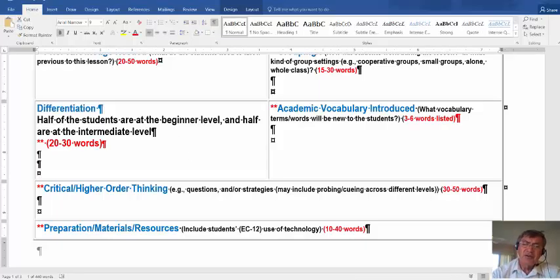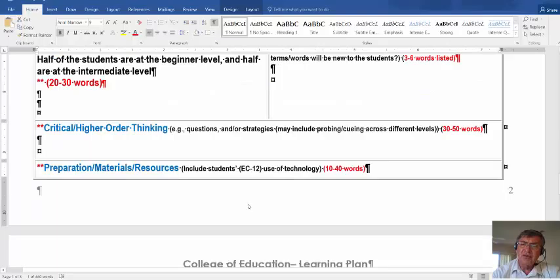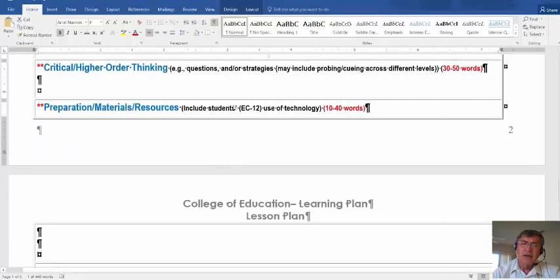Okay, preparation materials resources include students' use of technology. So go ahead, what are the materials you're going to use? Are you going to have handouts? Is there going to be a book? Are there going to be online sources? What are you going to use? What will you use to teach? What will they need for their assignment?